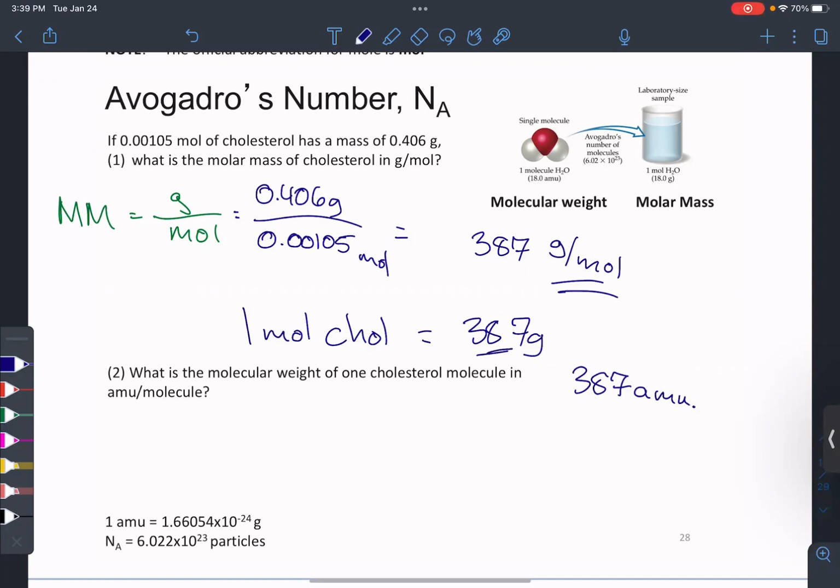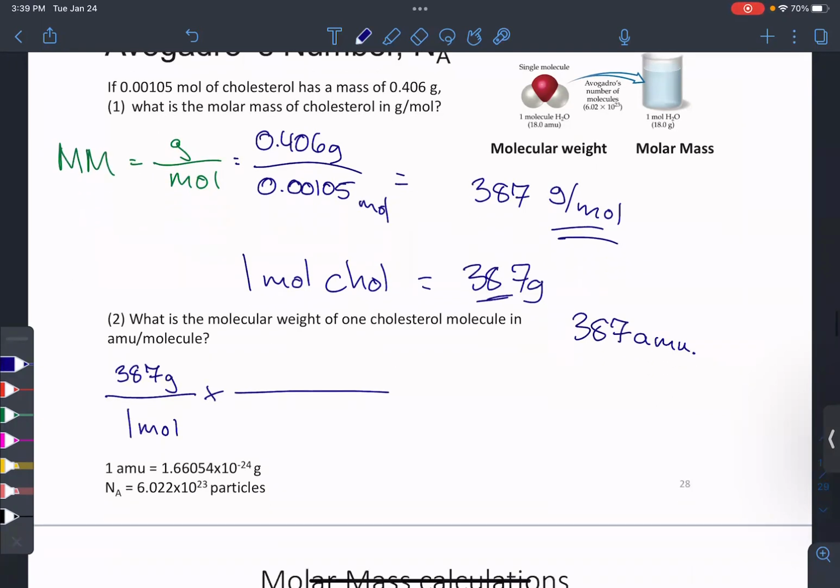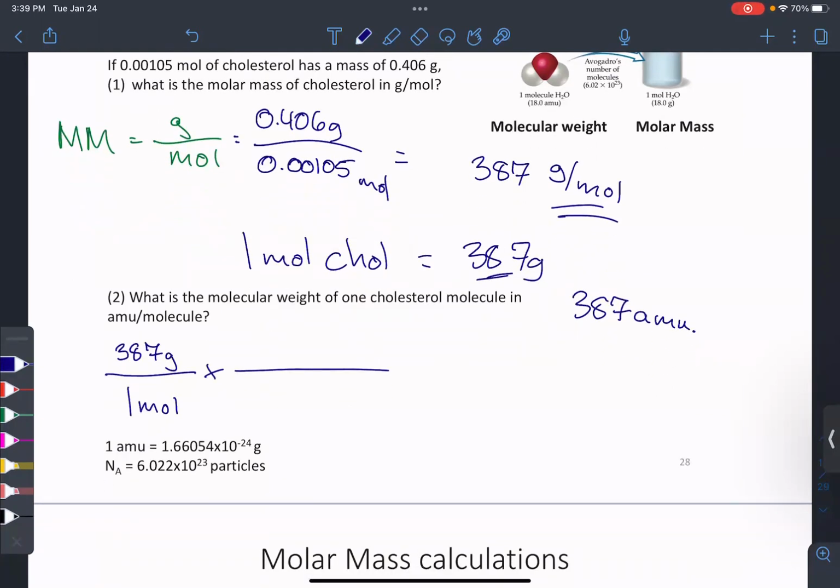I'm going to rewrite this value, the molar mass we just calculated. 387 grams of cholesterol is 1 mole. So I'm going to do some dimensional analysis. I have the conversions here for you. I want to convert grams to AMU. So I have that conversion right here. The 1.66 number, is that going to go on the top or the bottom? The bottom: 1.6605 times 10 to the negative 24 grams is 1 AMU.